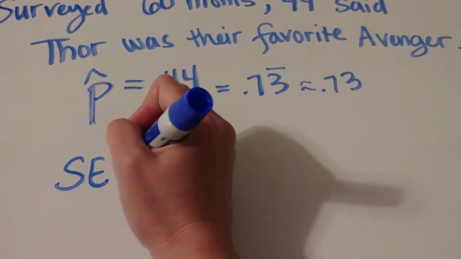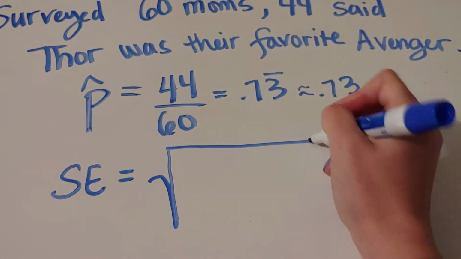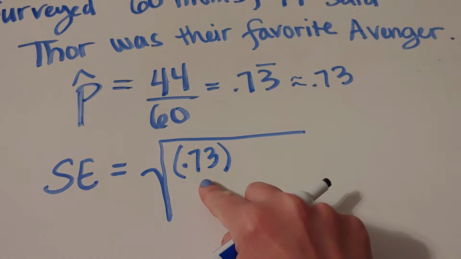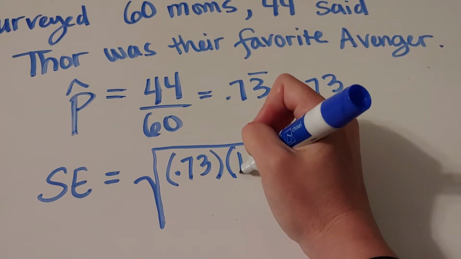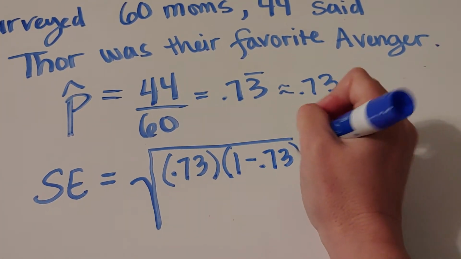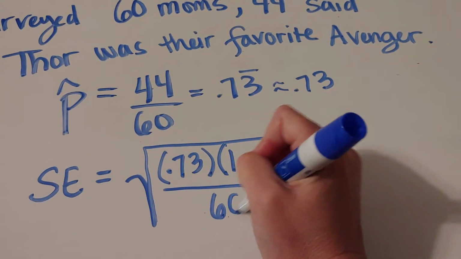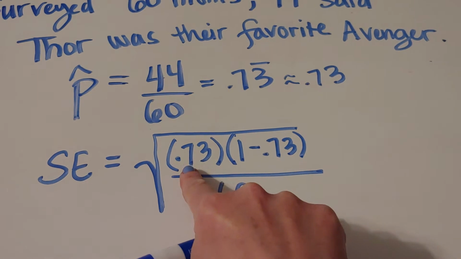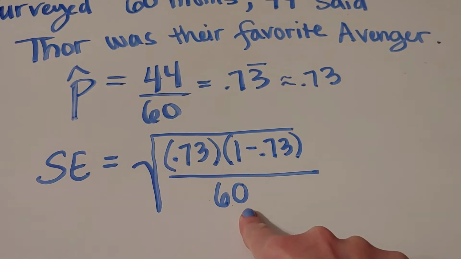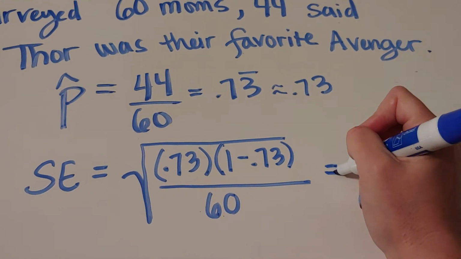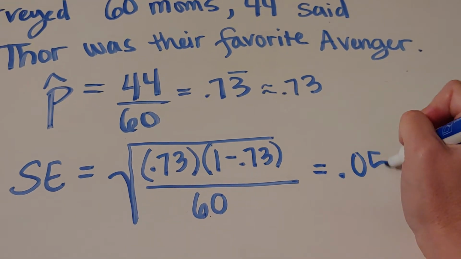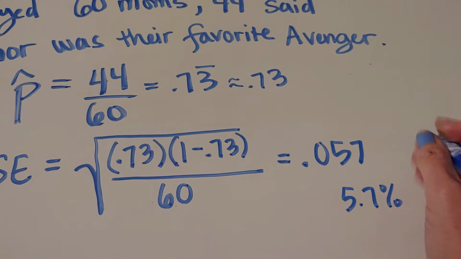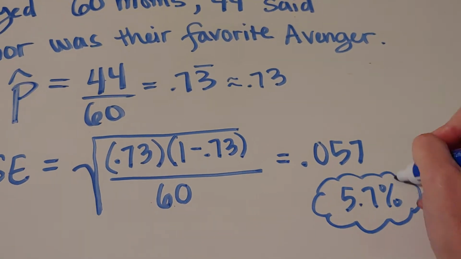Remember, standard error is like wiggle room. How much error is inherent in our study? So here I'd have p hat, 1 minus p hat, and then I divide by n, my sample size. So that formula, again, p hat, 1 minus p hat divided by n. Okay, so if I calculate this, it turns out that I get about 5.7% inherent error in this problem.